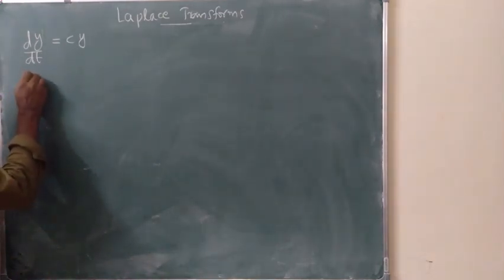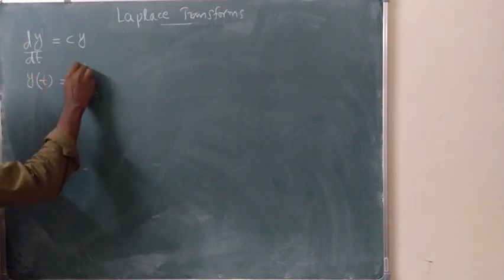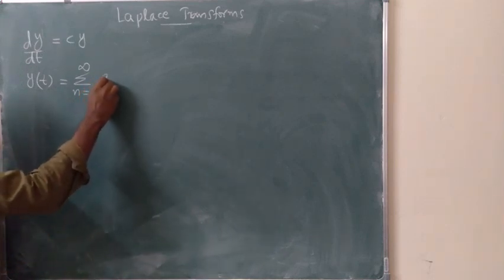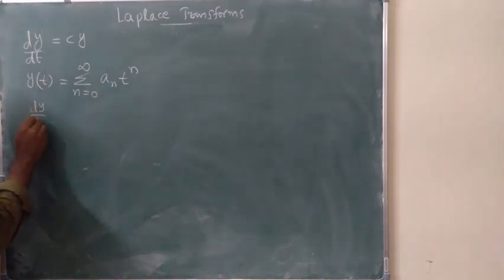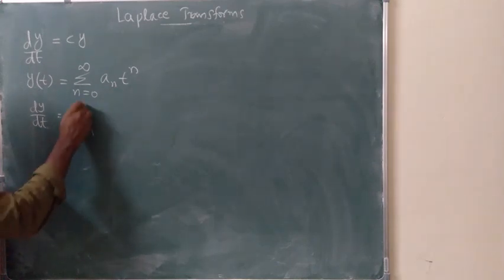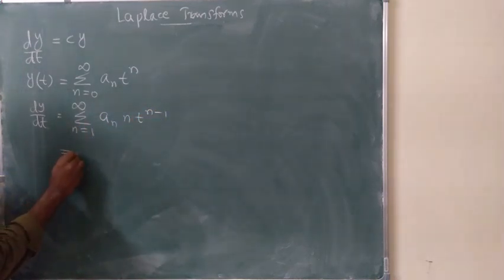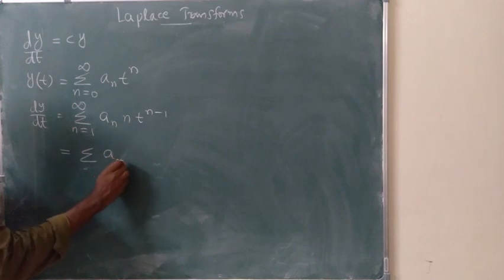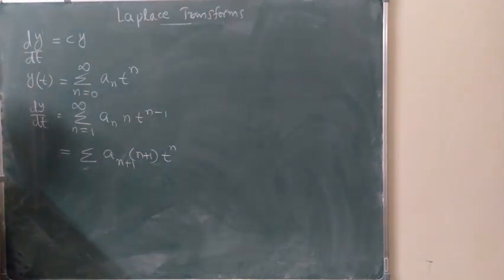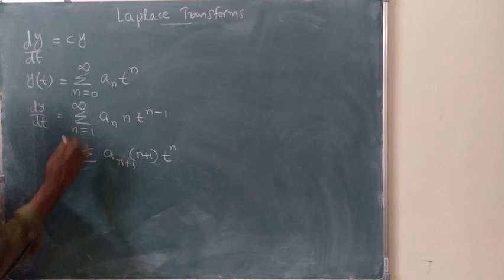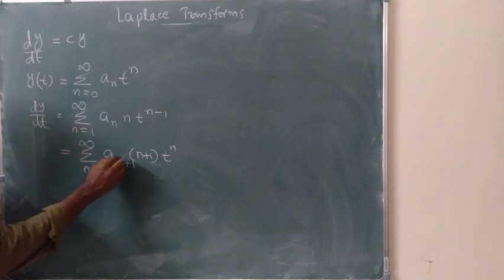Now the power series solution of this equation may be assumed as the sum from n equals 0 to infinity of a_n t^n. Then dy/dt will be the sum from n equals 1 to infinity of n a_n t^(n-1). If we apply a shifting procedure, we get (n+1) a_(n+1) t^n, shifting one unit forward and applying a backward shift in the summation, with n from 0 to infinity.